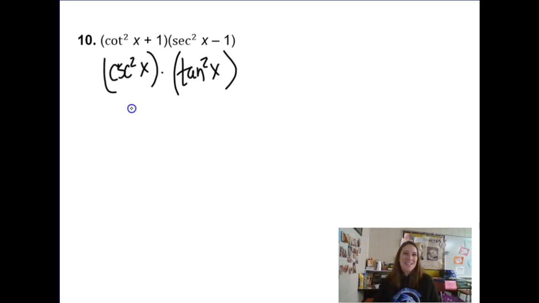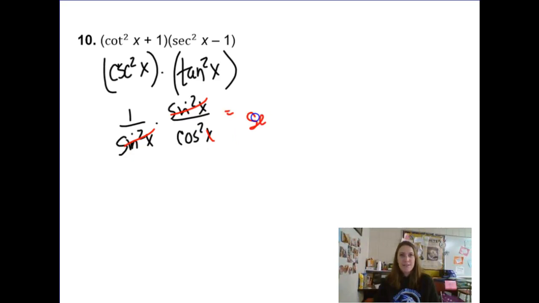And then cosecant squared is like 1 over sine squared. Tangent squared is sine squared over cosine squared. These sine squareds will cancel, and I have 1 over cosine squared, better known as secant squared. There's the simplest version. That one wasn't too bad at all, was it?